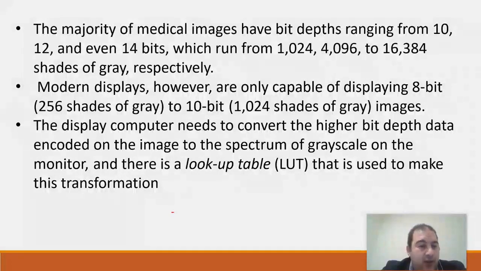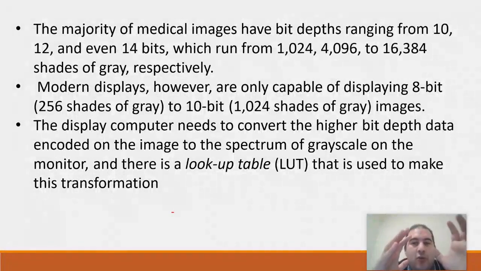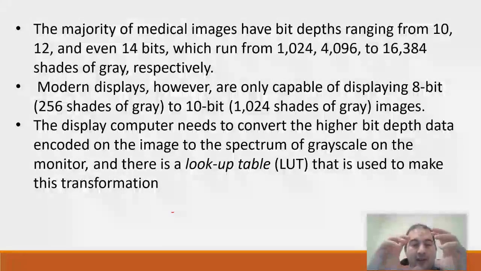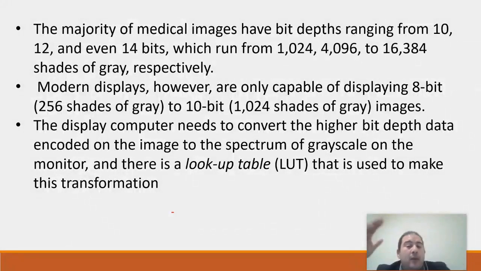The modern display monitor always has limitations, which means it cannot display all 16,000 gray values available. You will find that the maximum it can show is, for instance, 1024 shades of gray. Now, the process involved in converting bit depth indicates that you are viewing only a specific range out of many possible ranges.